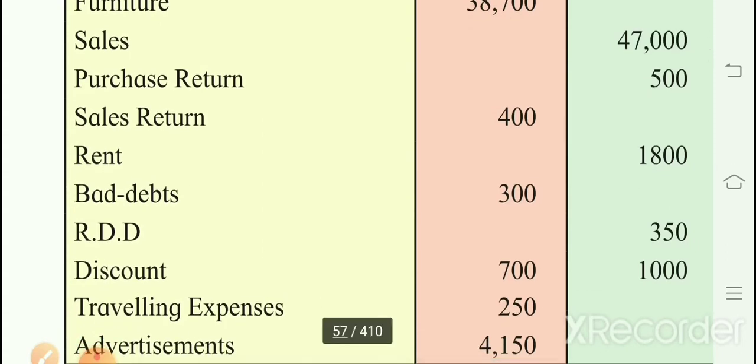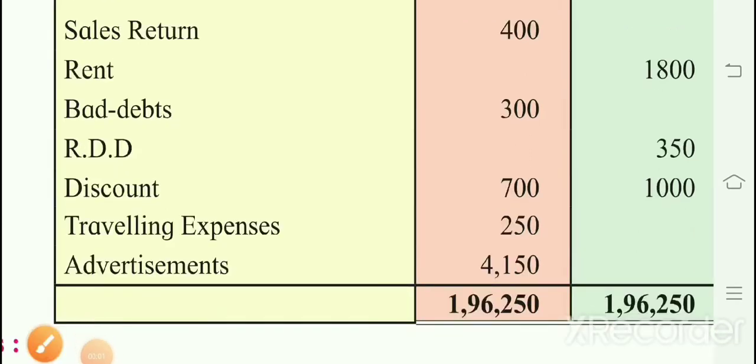Next, rent rupees 1,800. See, this is not factory rent. It may be office rent or some other rent. The credit balance of rent is given to us. It means this is the rent received by the firm. It means it is an indirect income. Hence, it will be recorded on the credit side of profit and loss account.